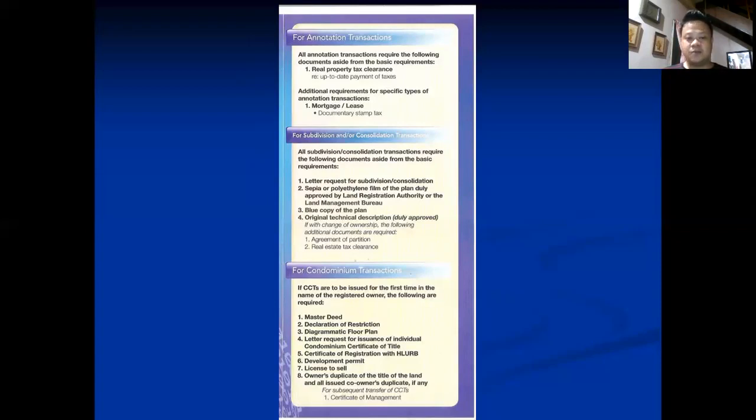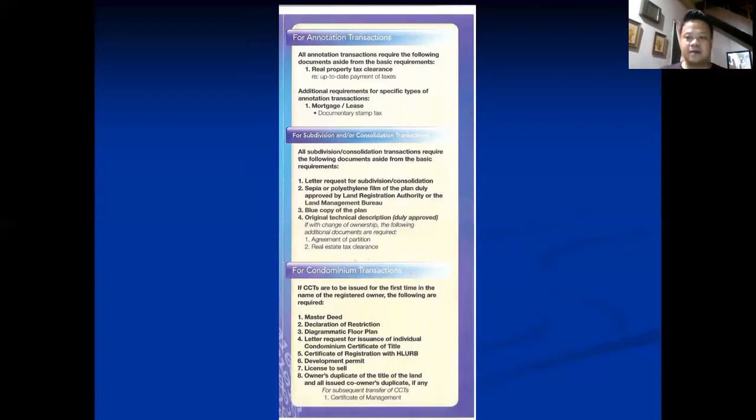The sepia or polyethylene film of the plan duly approved by the LRA or the Bureau of Land Management. Here in Davao, it will be in the Bangkal Office, the Bureau of Land Management. Then the blue copy of the plan, this is the blueprint, the sepia is the transparent one, and the blue copy is literally the color blue. And the original technical descriptions.